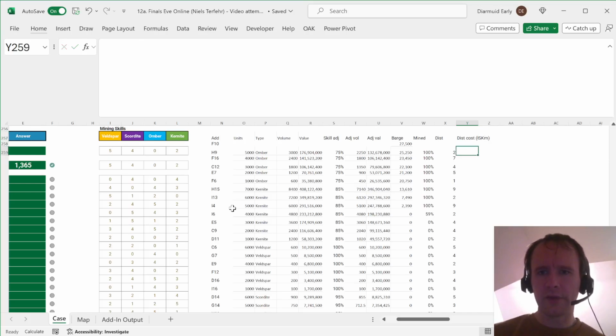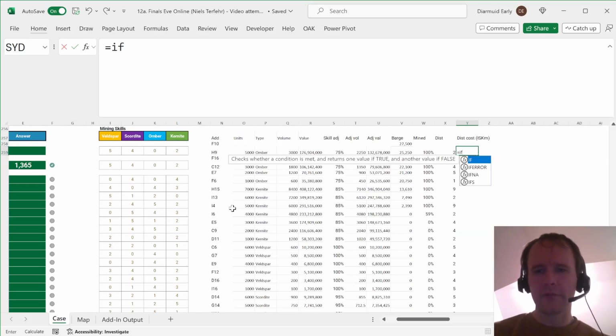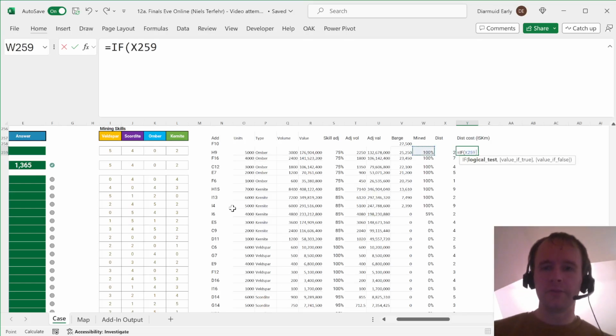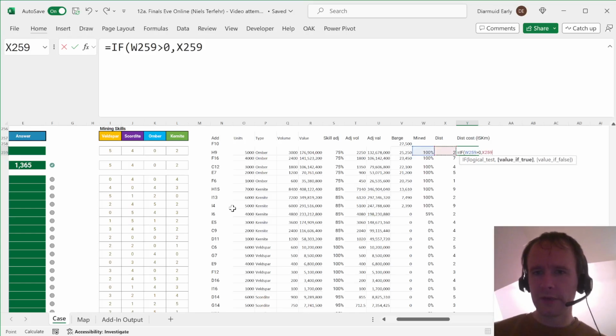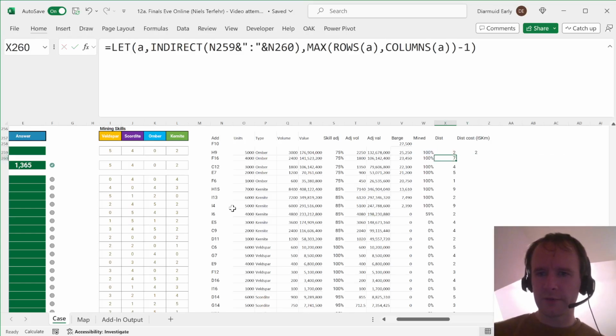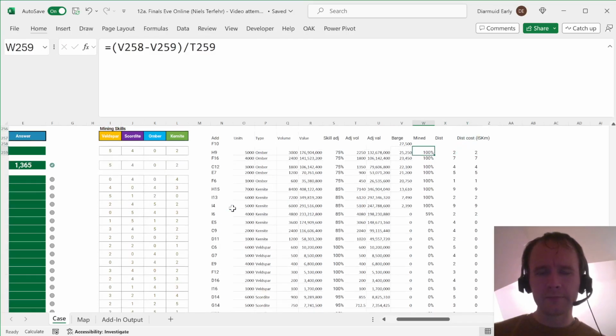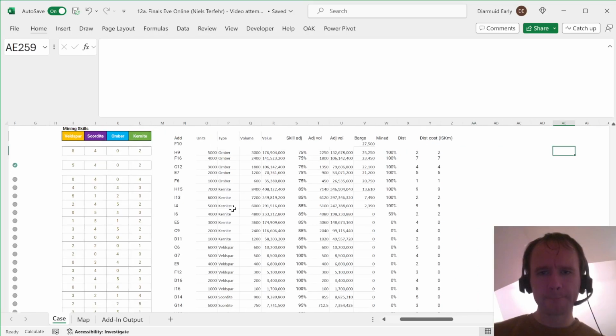So you have to pay 1 million ISK per distance you travel, but you don't have to pay anything to get back at the end, and you only obviously pay to travel to the ones you mine. So if the percentage mined is greater than 0, then give me the distance, otherwise give me 0. And you total that up, and that's it.